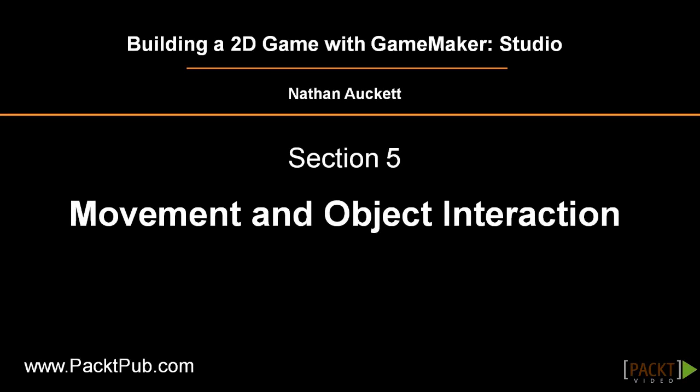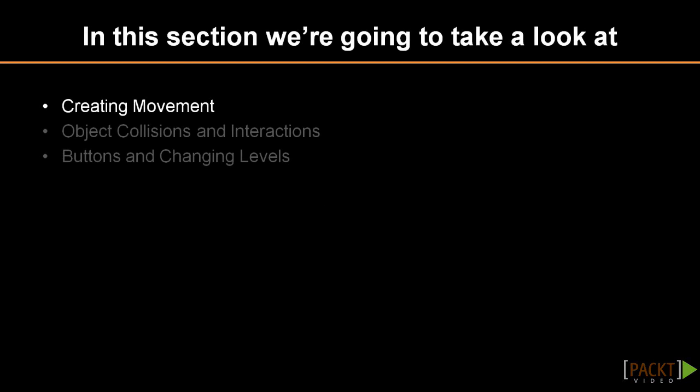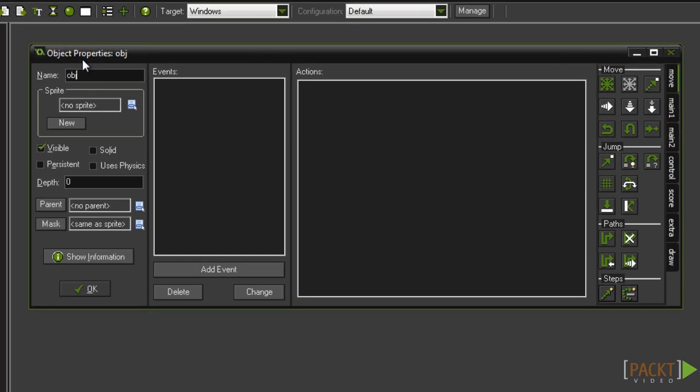In this section, we will be learning about movement and object interaction. In this topic, we will be learning how to create simple movement. This will give us a good starting point for more advanced movement. To start with, create a new object and name it obj_player. This will be the object that we are moving and playing as.